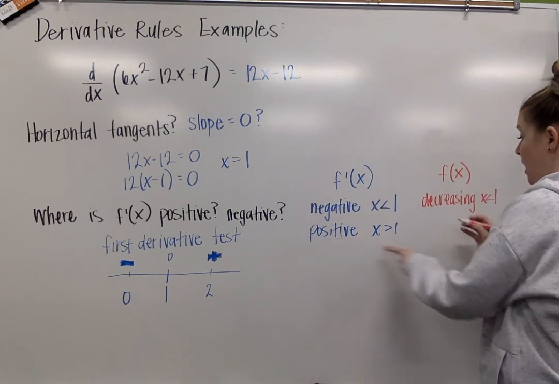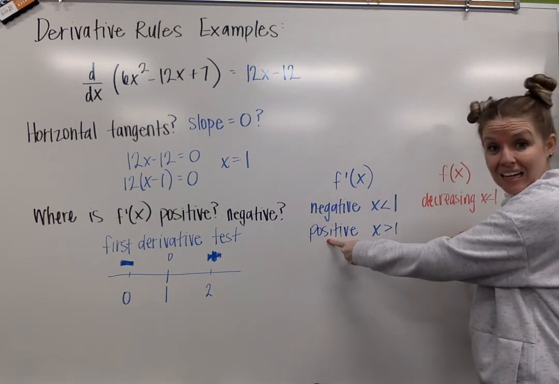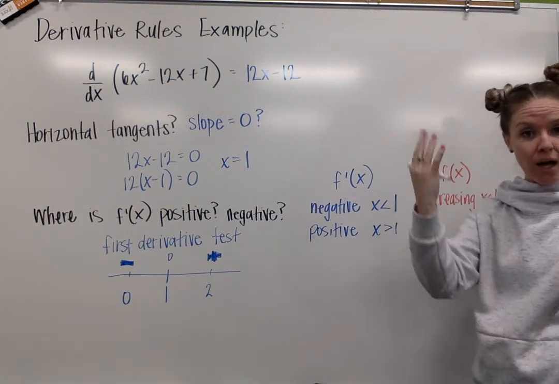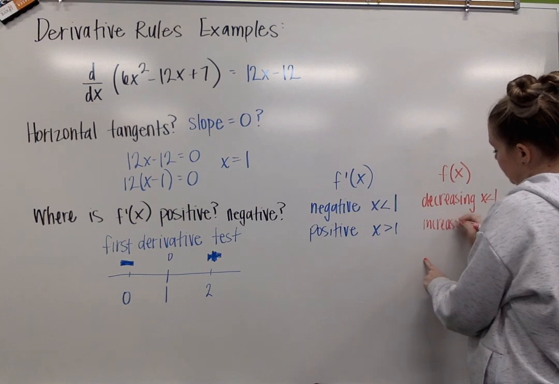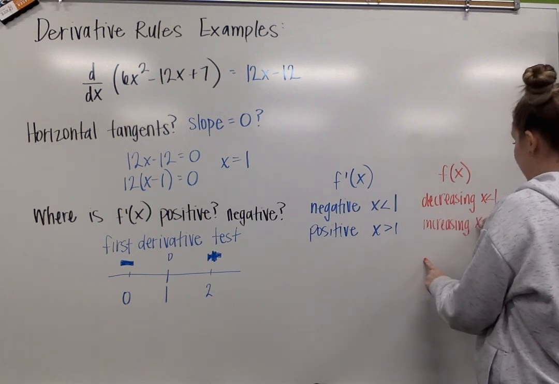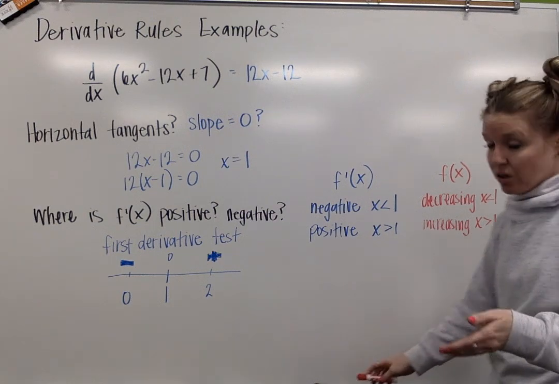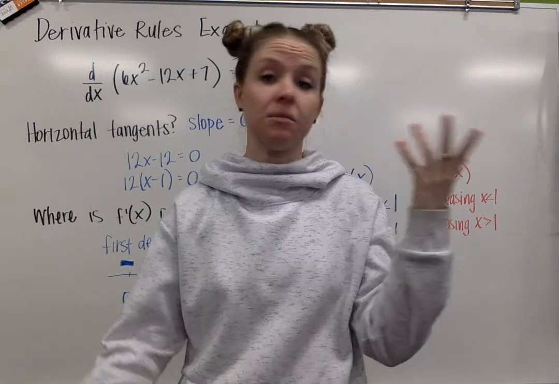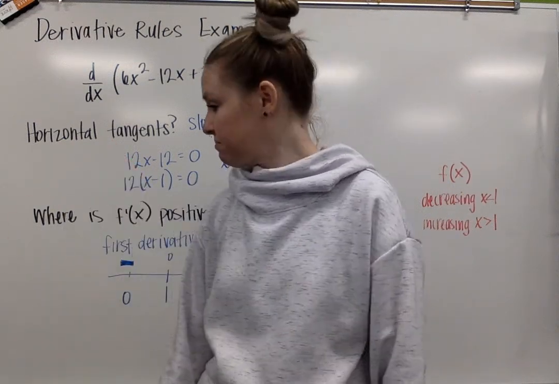And then I know when my derivative, my slopes, are positive, my original function is increasing because the slopes are going up. So I am increasing when x is greater than 1. And then when x equals 1, it's neither increasing or decreasing because the slope is 0. That's what creates the horizontal tangents.